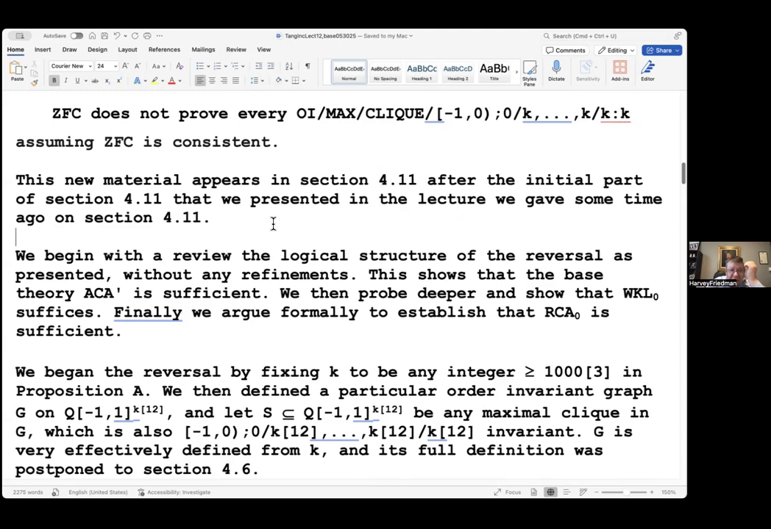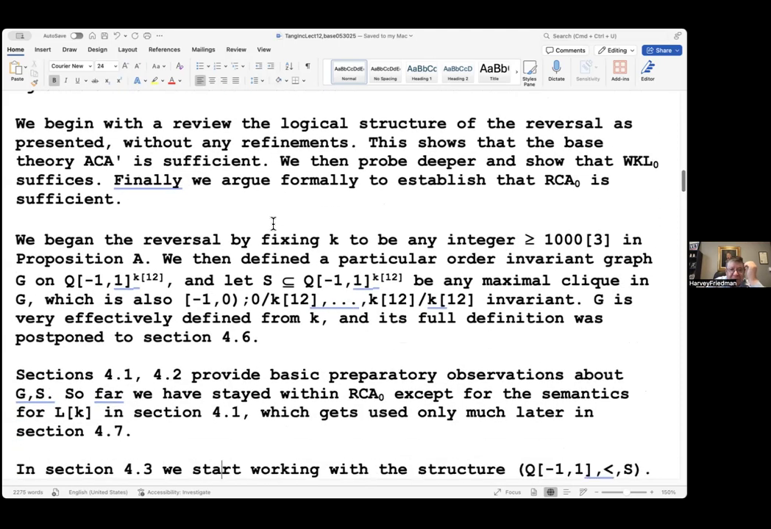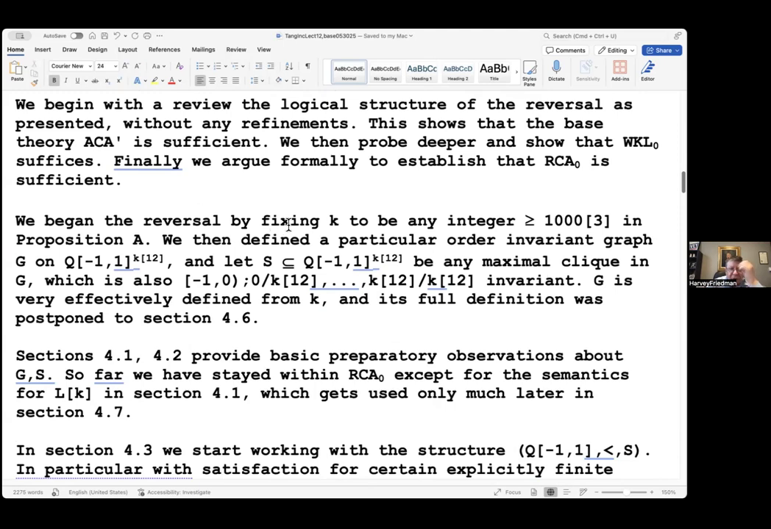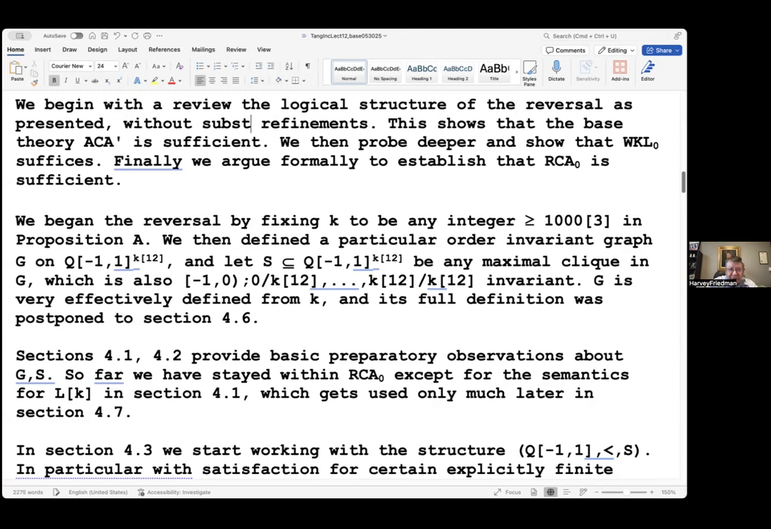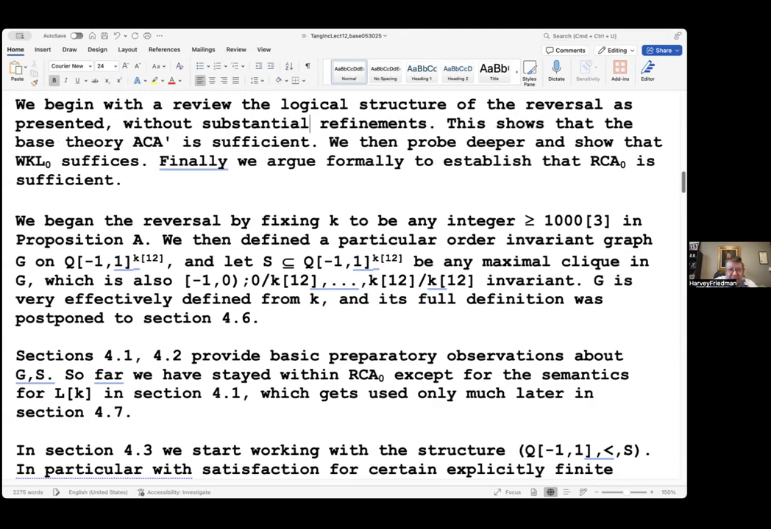All right. So we begin with a review of the logical structure of the reversal without substantial refinements. Then we probe deeper and show that WKL naught is enough as a base theory. Finally, we argue formally to establish that RCA naught is sufficient. Okay, I said that before.